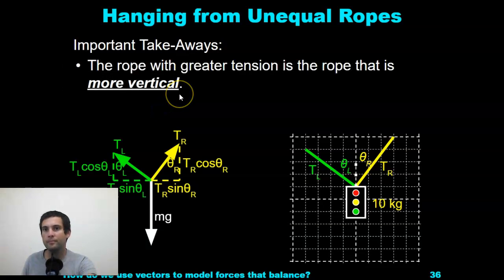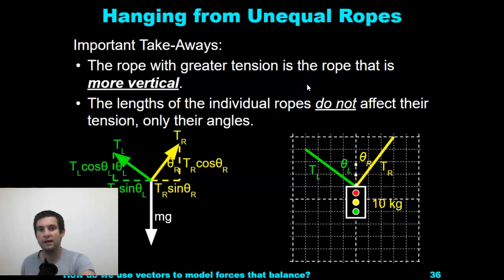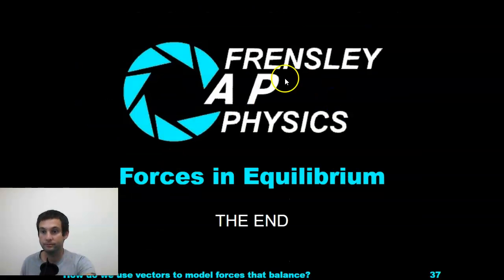Here are some takeaways. The rope with a greater tension is the rope that is more vertical. More vertical, we're going higher, so there's more tension here. You can try this out in class if you want to grab some fishing line and connect to a mass and hang at two different angles, so that way you can kind of feel. We'll do that. Just ask. The lengths of the individual ropes do not affect their tension. Only the angles affect their tension. That's it.